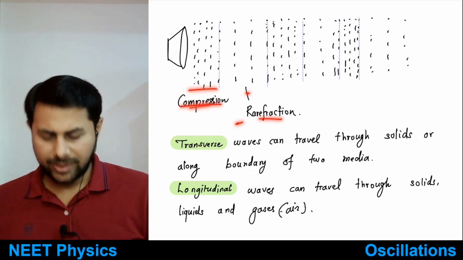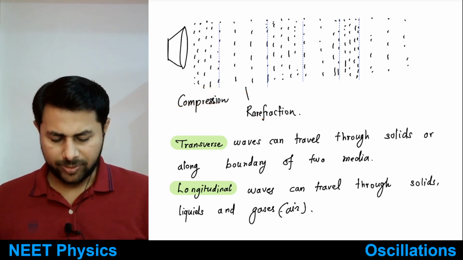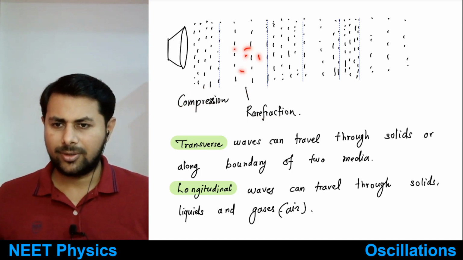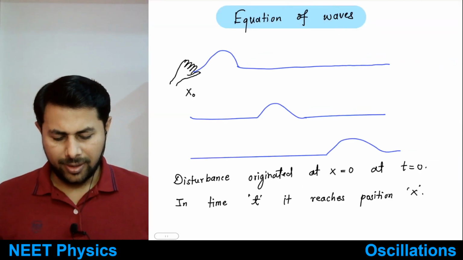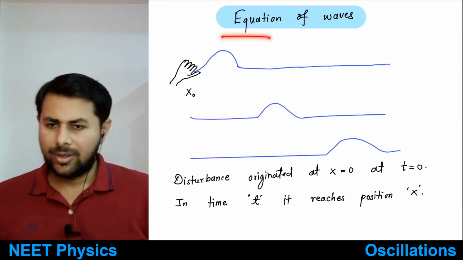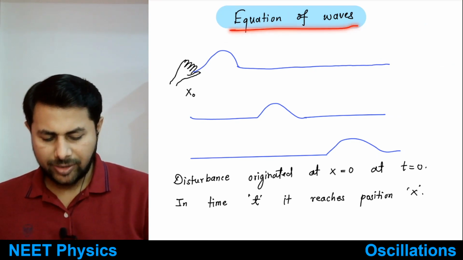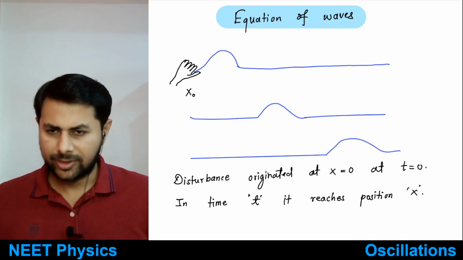So what are compressions? The high density region of space where the wave is traveling, and rarefactions are low density regions. Okay, so the next very important point as far as NEET is concerned: equation of waves. So let's talk about this.